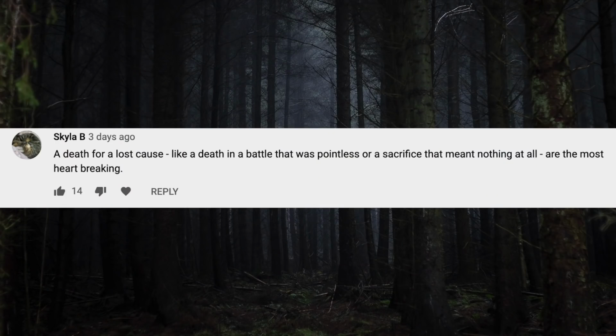On the note of painful deaths, a death for a lost cause, like a death in a battle that was pointless, or a sacrifice that meant nothing at all, are the most heartbreaking. Again, I really want to give examples, but I won't. But a death that could have been avoided if character X hadn't made this mistake, or they rushed in to do something and then people died along the way, but the point is we're going to save this person. The point is we're going to stop this person. We're going to do whatever we need to do, and they all rush in ready to die. Some people we care about do die. And then they get there and the person isn't there, or the thing isn't there. Ouch.